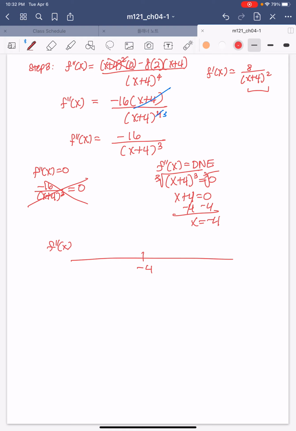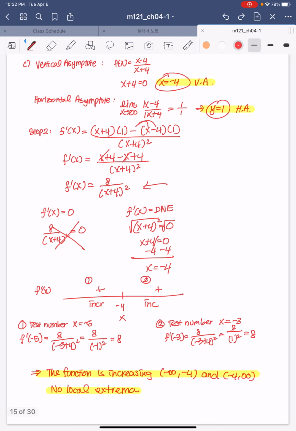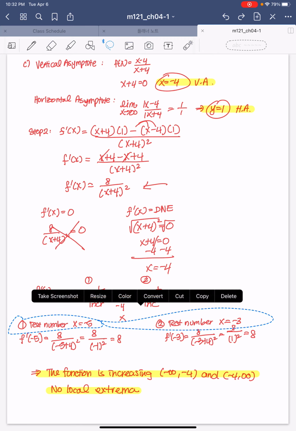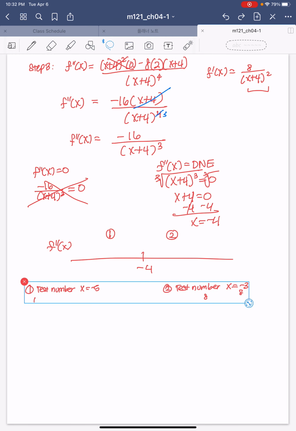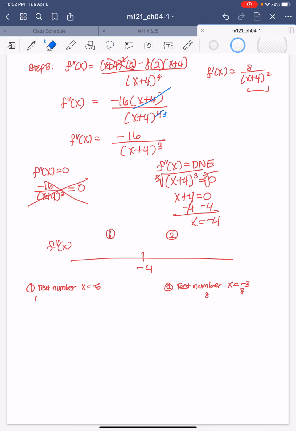Okay. So we have region 1 and region 2 to consider. I'll use the same test number, because it's the same partitioning number. So let's just copy this one. But we have to plug it into the second derivative, right? Okay. So plug it into the second derivative, which is right over here.